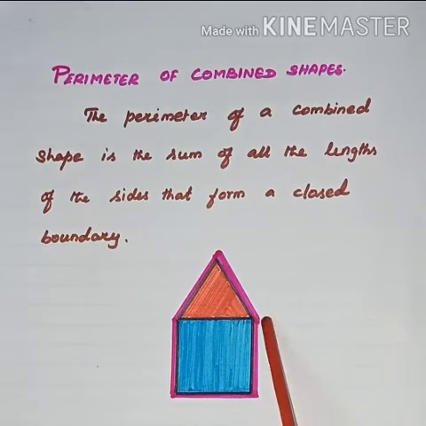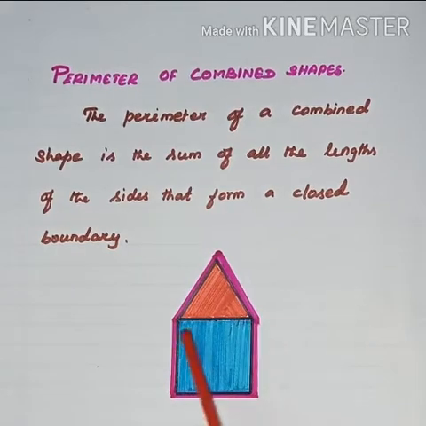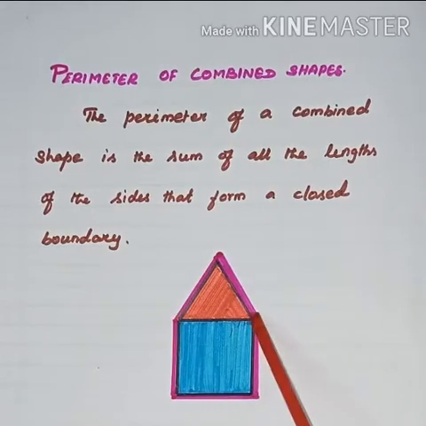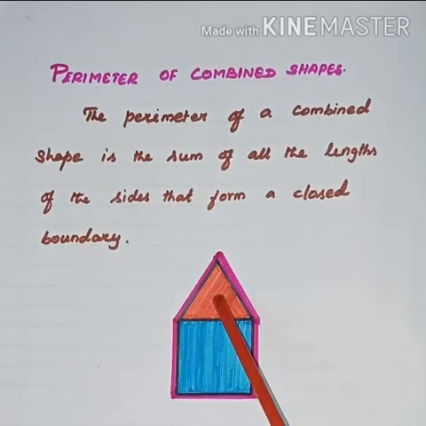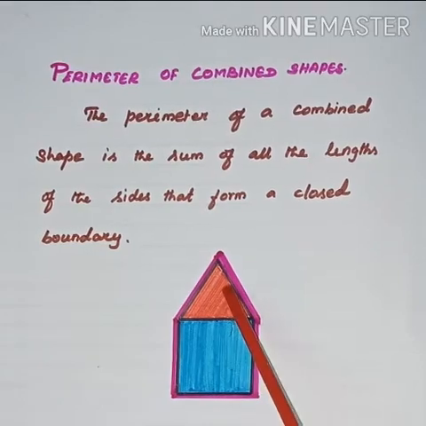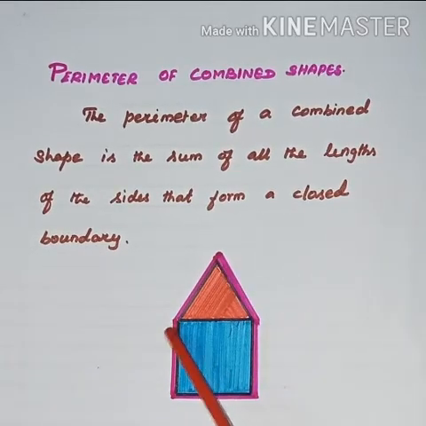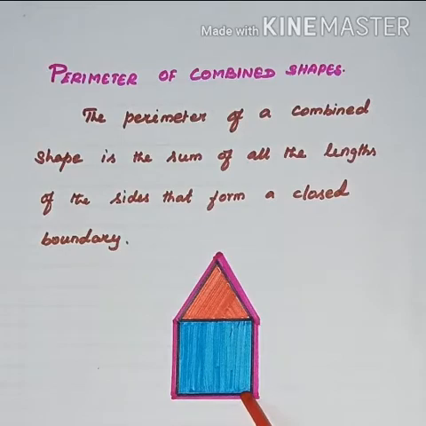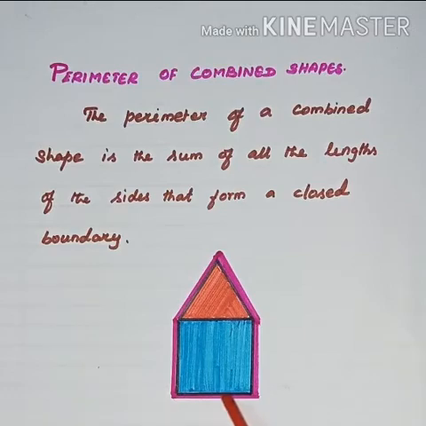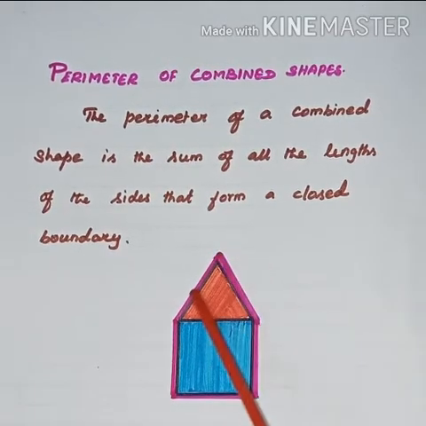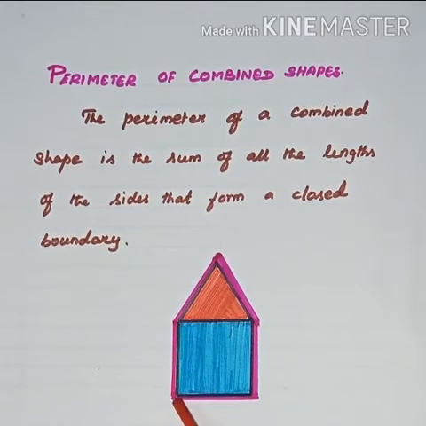Though a square has four sides and an equilateral triangle has three sides, when they are combined together, we will have a total of only 5 sides for the boundary of the combined shape. See, this is the first side, second side, third, this is fourth one, finally this is a fifth side.